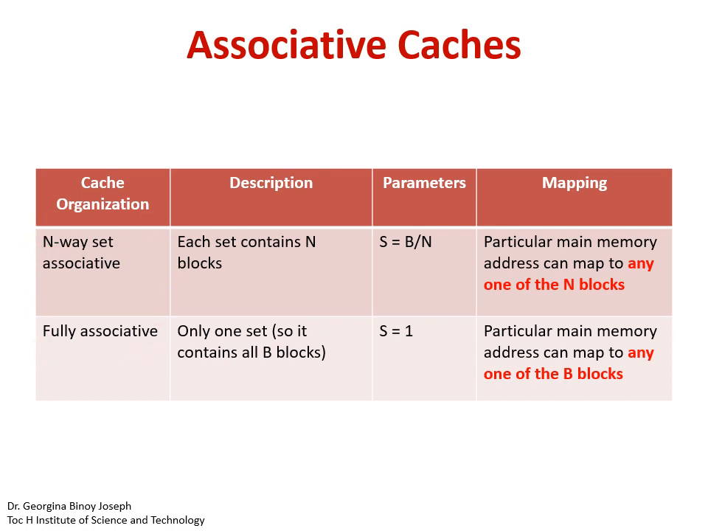The first is the n-way set associative cache, which has n blocks in a particular set. So the number of sets becomes B, the number of blocks, divided by n, the number of blocks in each set. And fully associative caches have only one set, so it contains all the B blocks in that one set.